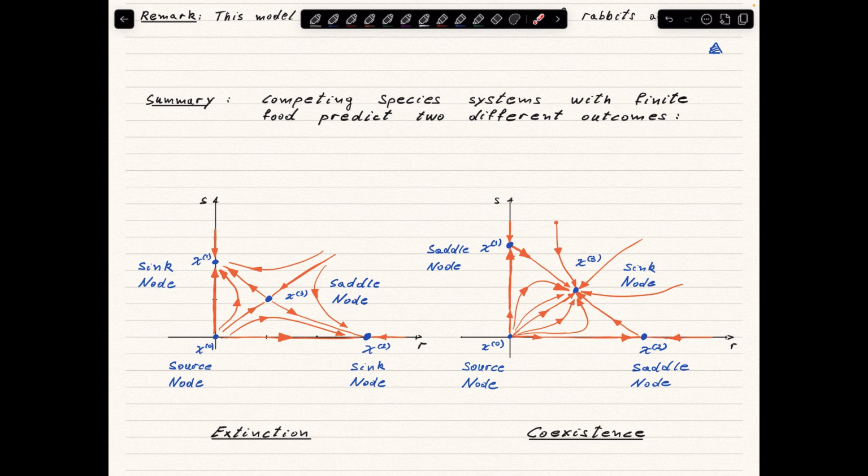In the textbook, we are going to do a more general analysis, and we are going to decide why we have this behavior, and actually it has to do with the values of the coefficients, and all that is going to be explained in the textbook. But here in our video, we are happy to show you that we have two different behaviors for the solutions of the competing species system with finite food resources, and the behavior depends on the equation coefficients.